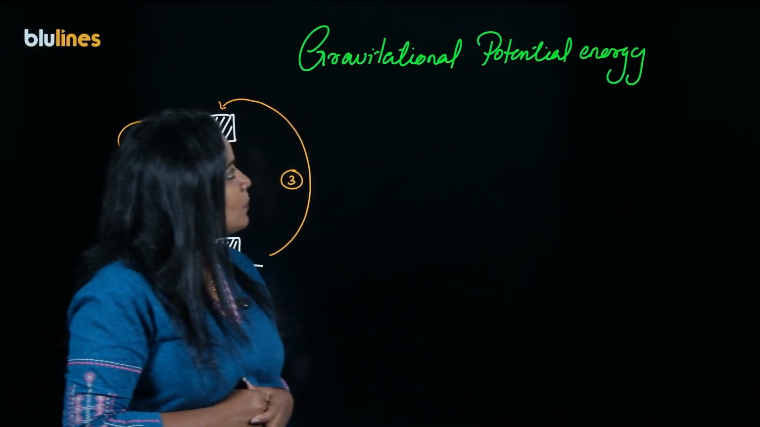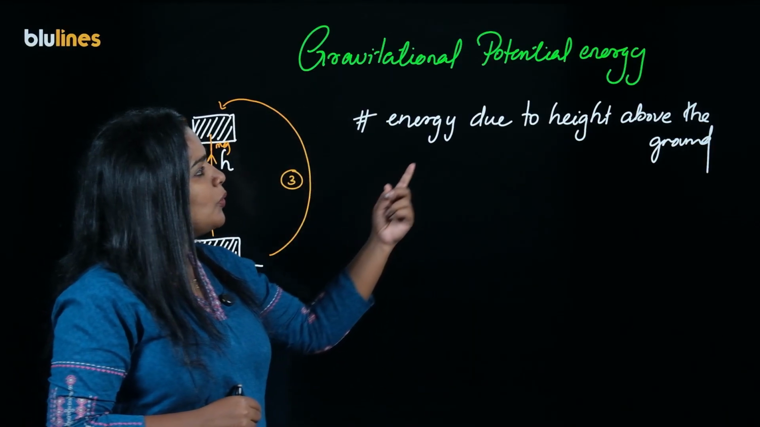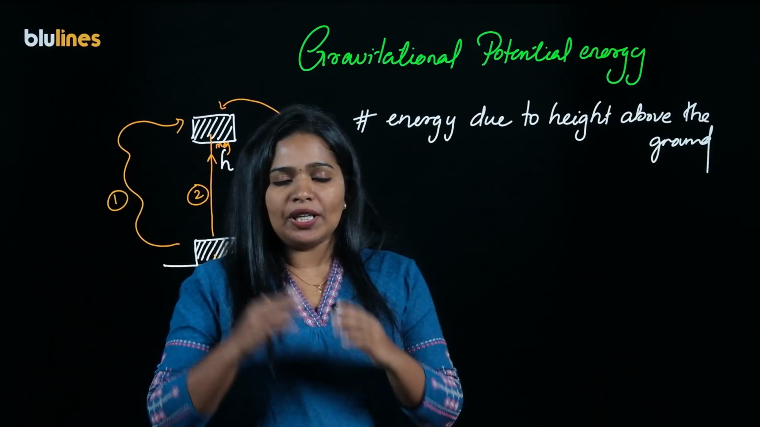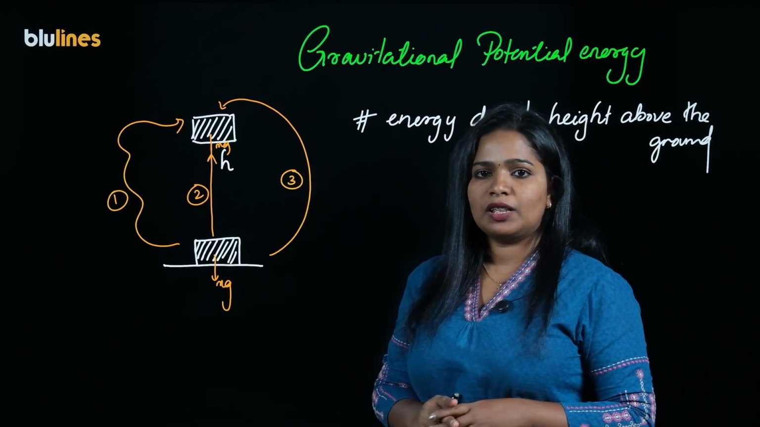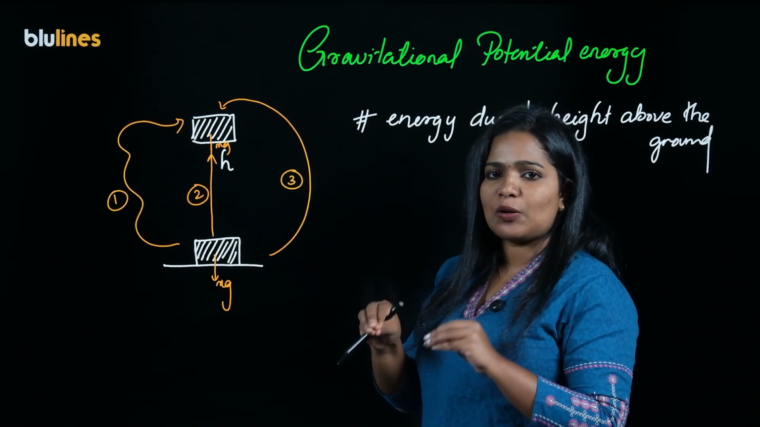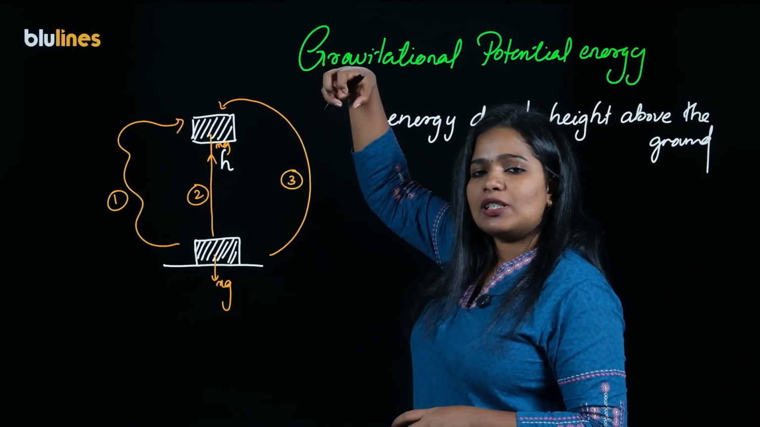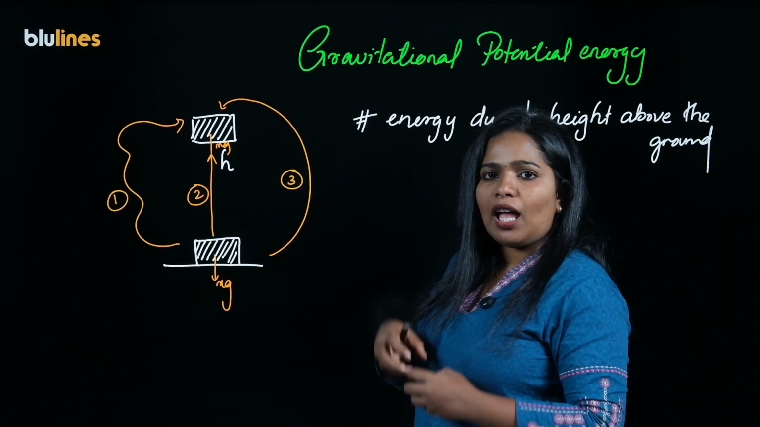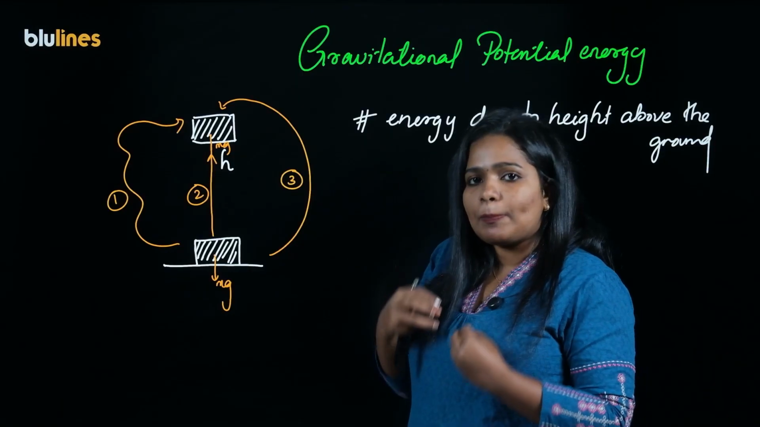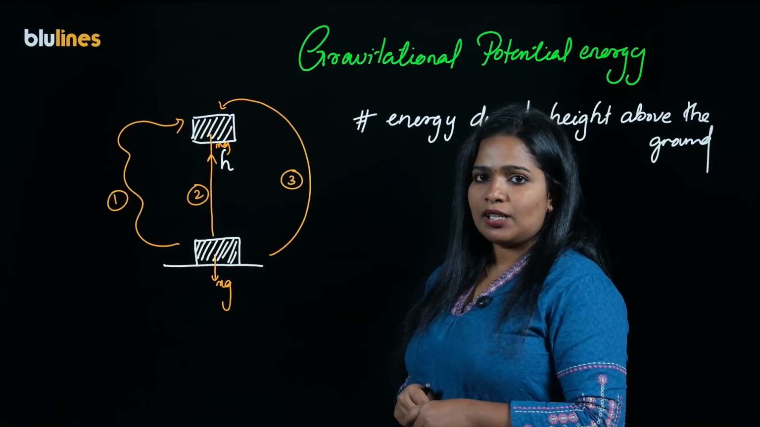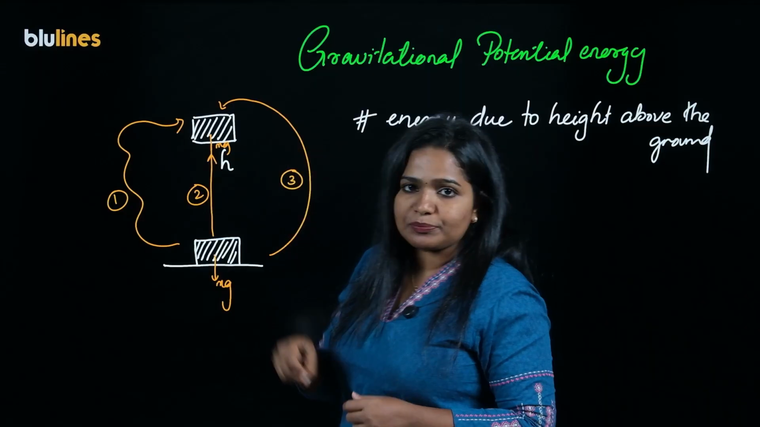Now let's see what is gravitational potential energy. Energy due to height above the ground. So here you have an example. I am going to take this object from the surface to some height h. When the object is on the ground, there is a force acting on it, that is the force of gravity, mg. In order to raise this object, I have to do some work. I have to apply a force equivalent to the force of gravity. So the force I am applying is equivalent to what? Its weight. Because of that force, I am able to raise it through some distance h.